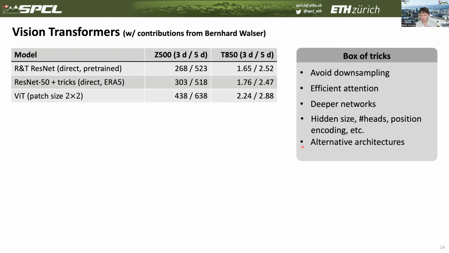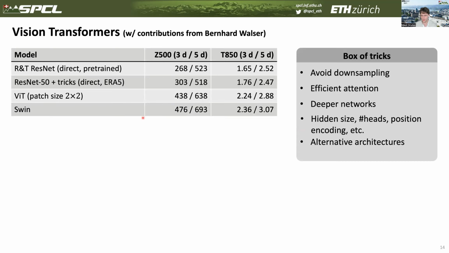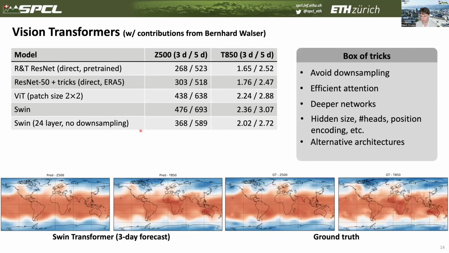Finally, we can try alternative architectures. In particular, we can try a Swin transformer. This is a variant of the vision transformer designed specifically for dense prediction and regression tasks. And we can see just the initial version is performing much better than the initial version of the vision transformer. And we can see with a bunch of additional tuning, it's doing rather better. But still, we're not matching the performance of the ResNet 50.